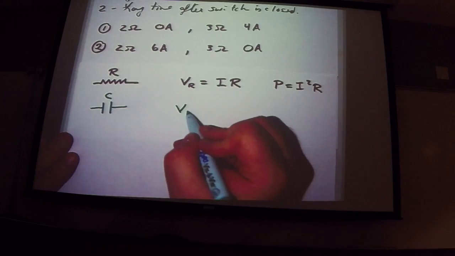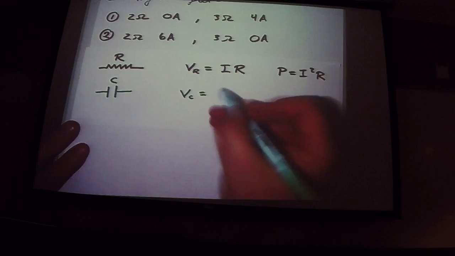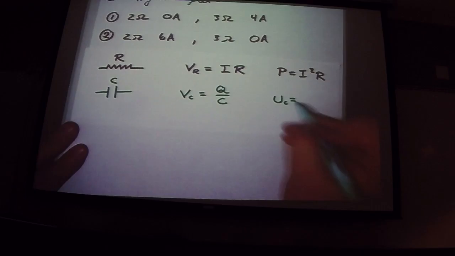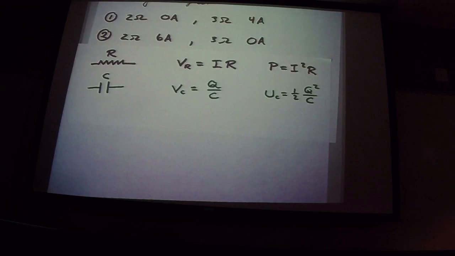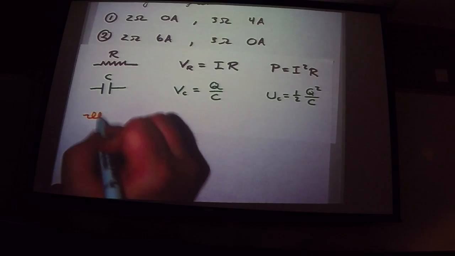Then our other old friend, the capacitor. The voltage across the capacitor is Q over C. And the energy stored in a capacitor is 1/2, and we're going to do it this way, Q squared over C.